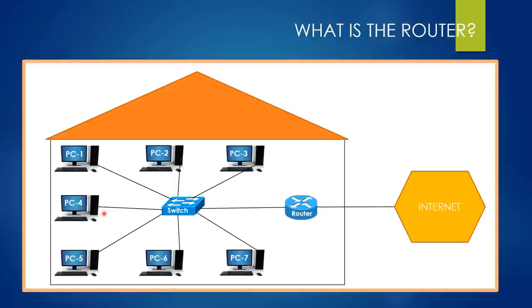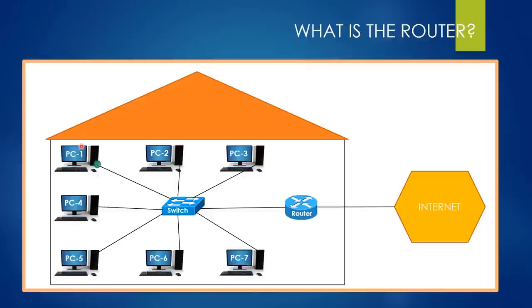Hence, let's see the basic tasks of the switch and the router one by one on the animation. These 7 computers in the office can communicate with each other thanks to the switch. For example, let's say PC1 wants to communicate with PC5. For this purpose, PC1 will send a packet to the PC5.